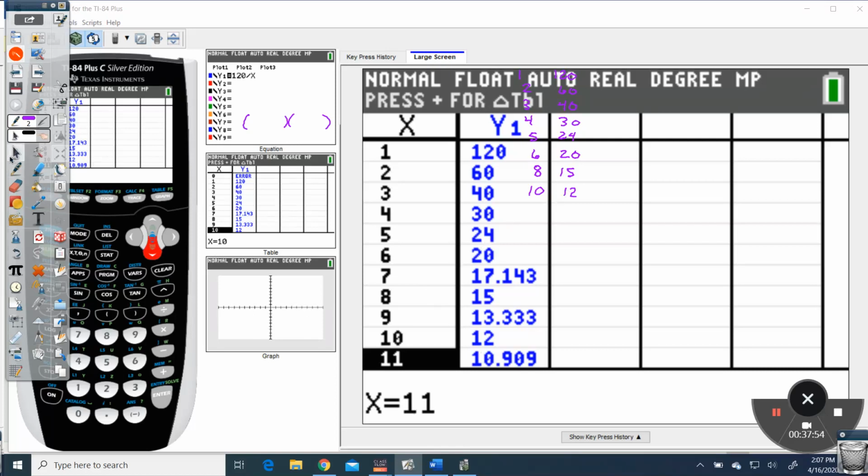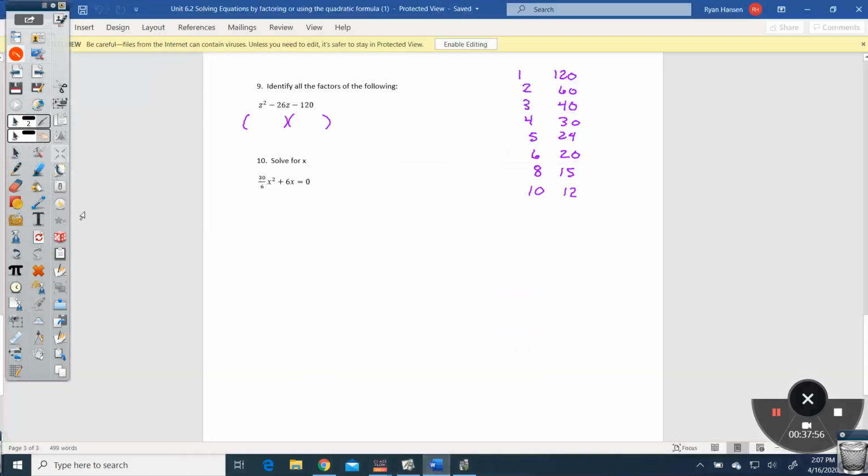So now I can just go back and look at my problem. So it has to multiply by negative 120 and add to be negative 26. So that means my bigger one is negative. So these are all negative. So if I combine these, that makes negative 2, that makes negative 7, that makes negative 14. So what I'm doing is I'm adding these.